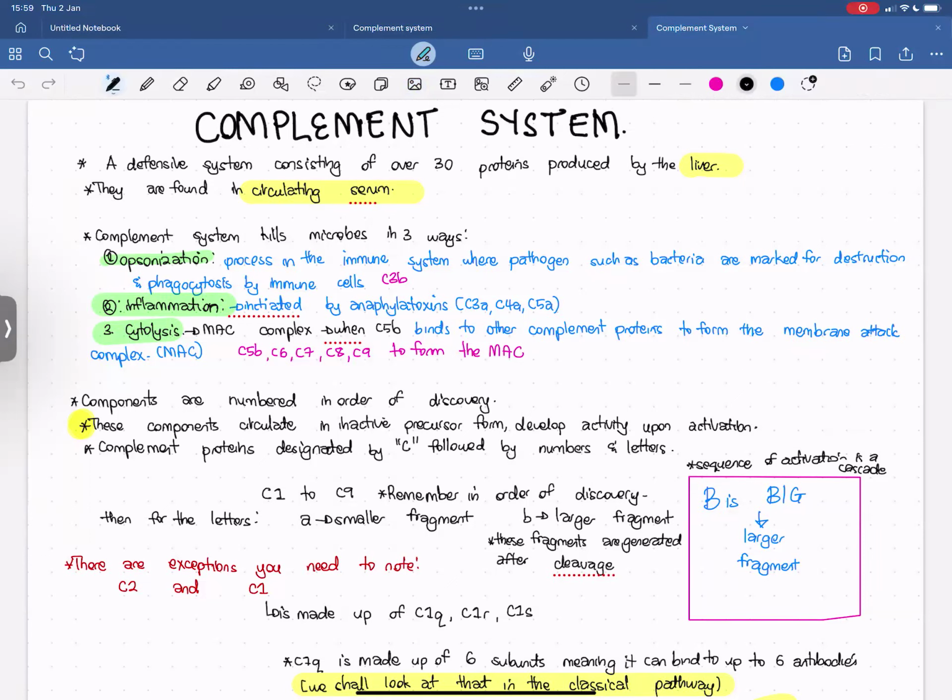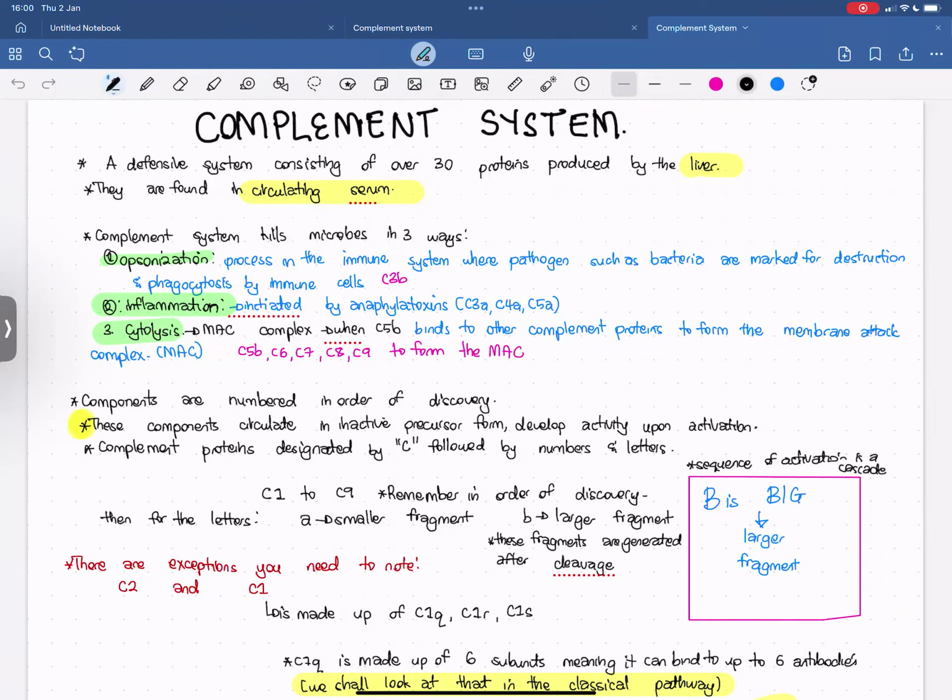Today I'm going to teach about the complement system. So what you could be asked is what a complement system means. It basically means a defensive system consisting of over 30 proteins produced by the liver. What I highlighted are very important points you need to note down as a medical student. They are found in circulating serum.